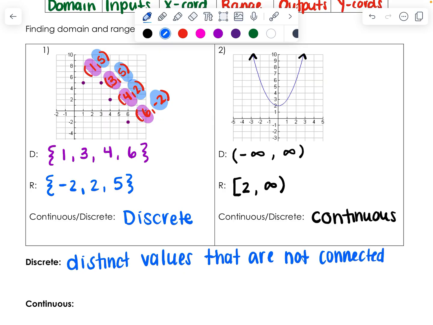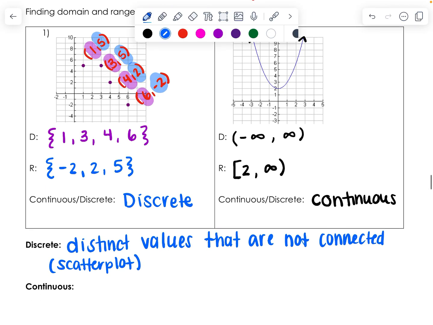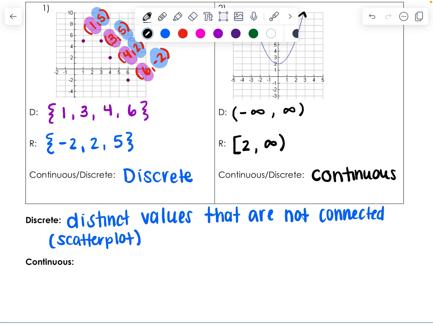So a graph like this actually has a name. We usually call it a scatter plot. Versus a continuous function is made up of lines or curves as graphs. So meaning we have these lines that are going to go on forever in some directions, not just a bunch of points making up the graph, which is called a scatter plot. When you are ready, you can flip to the back side.